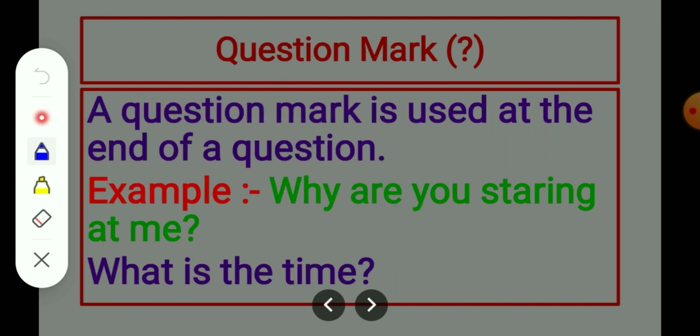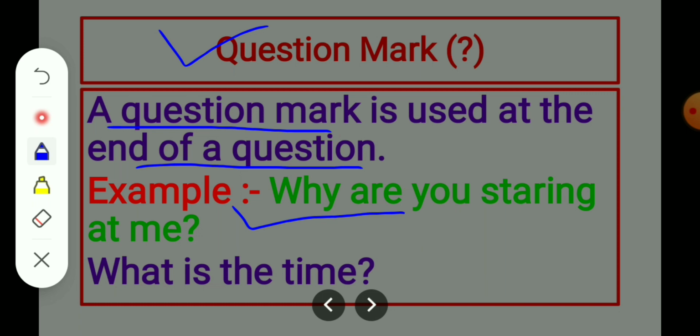Now let's see the next punctuation mark, that is question mark. So a question mark is used at the end of a question. Whenever we ask a question, so at the end of that question we use the question mark. Example you can see, why are you staring at me? What is the time? And at the end of these questions we have used question marks, which is a punctuation mark.